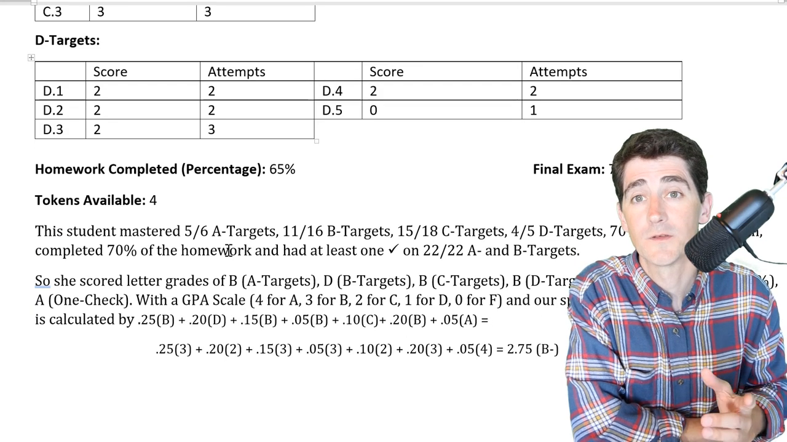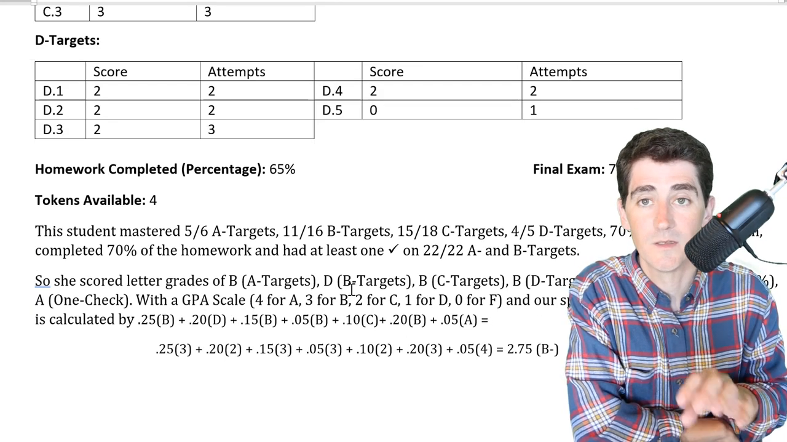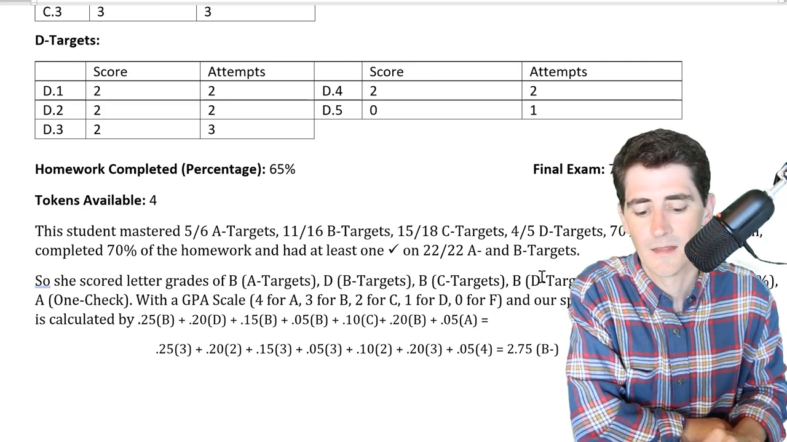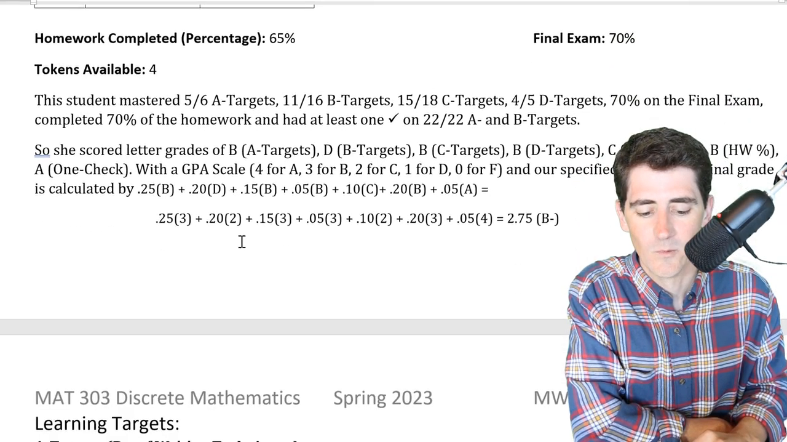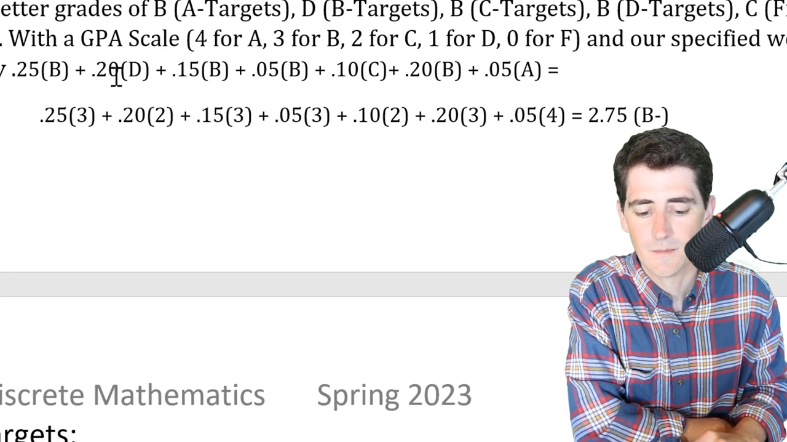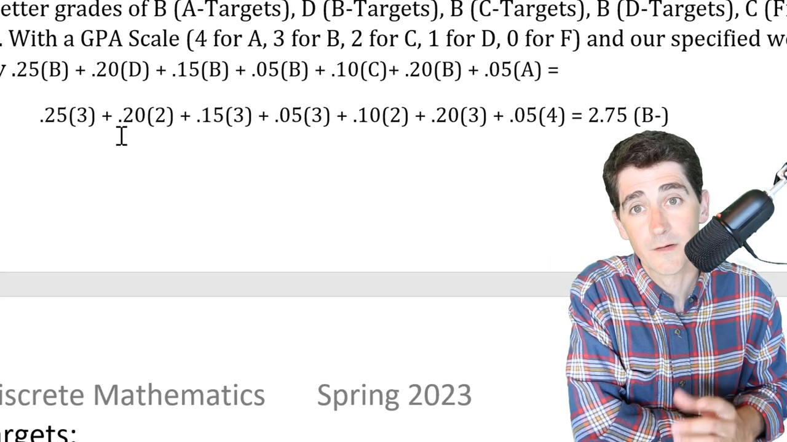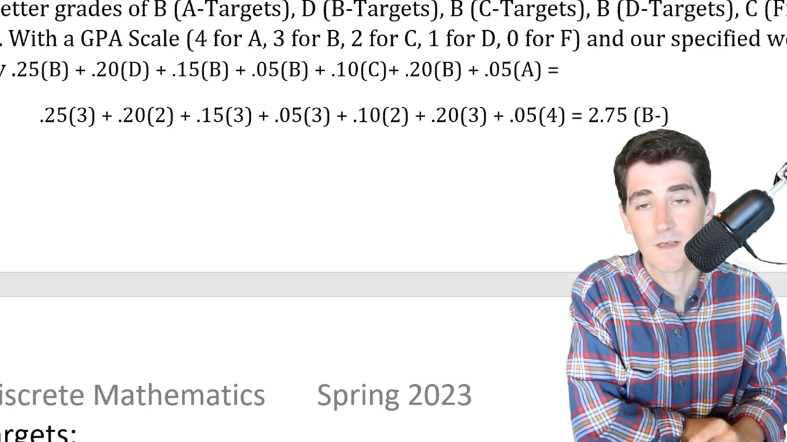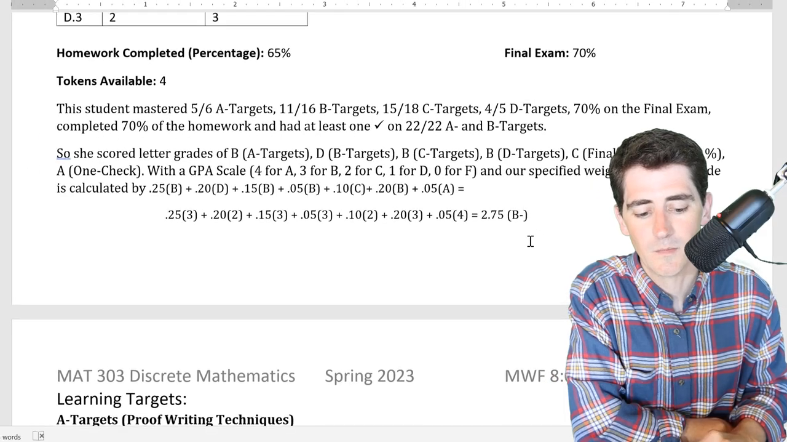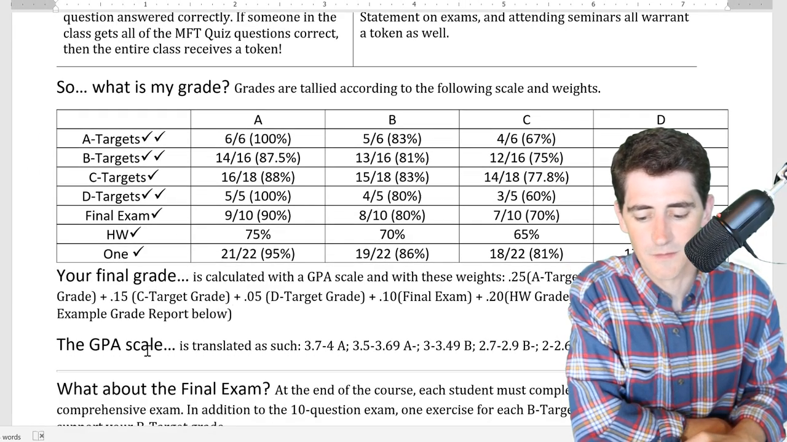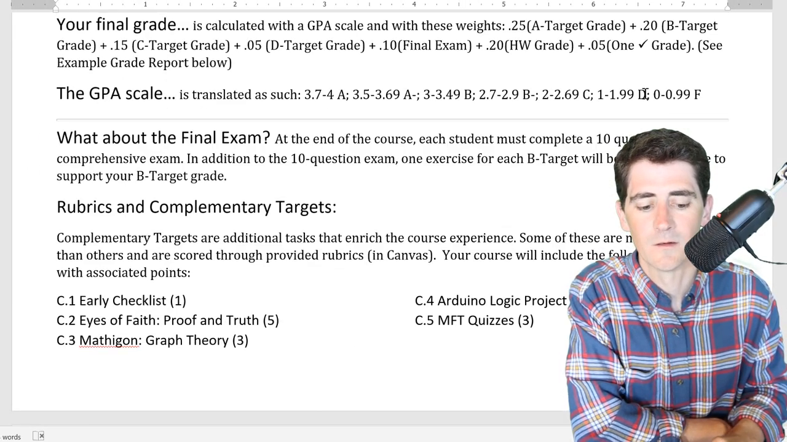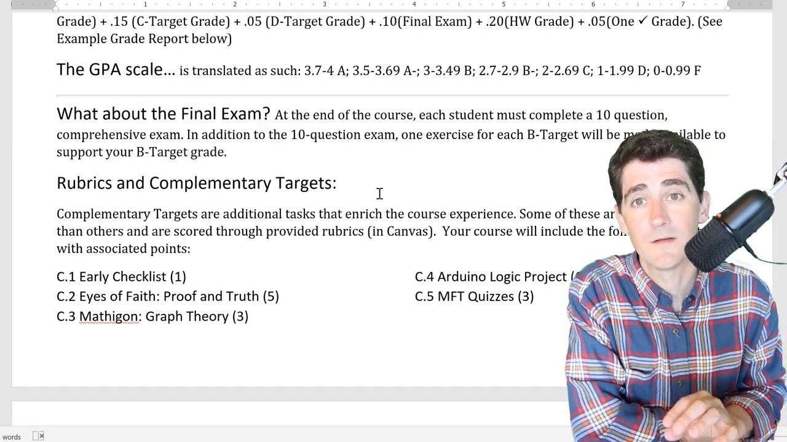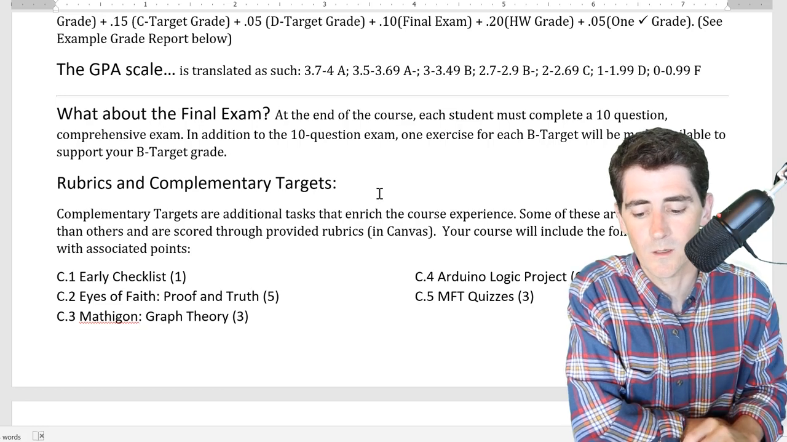This particular student had a B in the A targets, a D in the B targets, a B in the C targets, a B on the D targets, etc. With their weights, we can calculate what their grade would actually be. We convert all those letters to a number through the GPA scale. I calculate it, and they get a 2.75, which would be a B minus. That conversion is listed here in the GPA scale in the syllabus. I also mention details about the final exam, and if I have a date for it already, I try to put that in here as well.